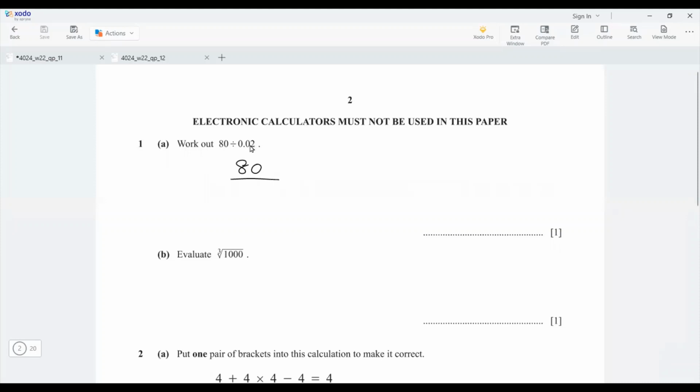What does 0.02 mean? We can write 0.02 as 2 and multiply in the numerator with 100. Why have we multiplied with 100? Because 0.02 has two digits after the decimal point, so we write 100 in the numerator, and then it can be simplified quite easily: 2 goes into 2 one time, and 2 goes into 80 forty times. So 40 times 100 is 4000. 4000 is our final answer. If you write 4000, you will get 1 mark.